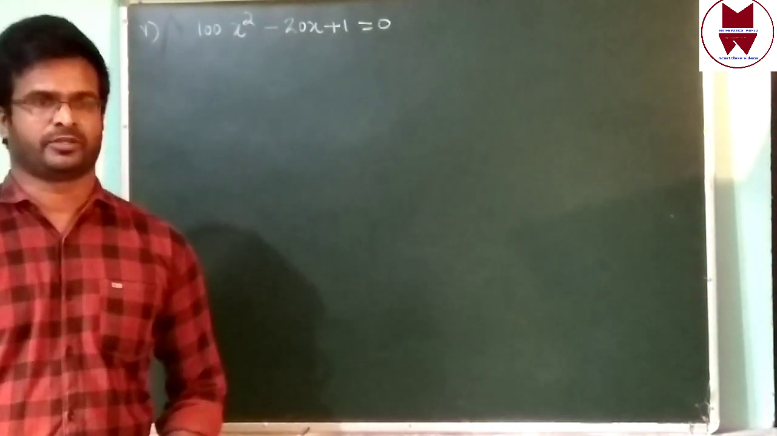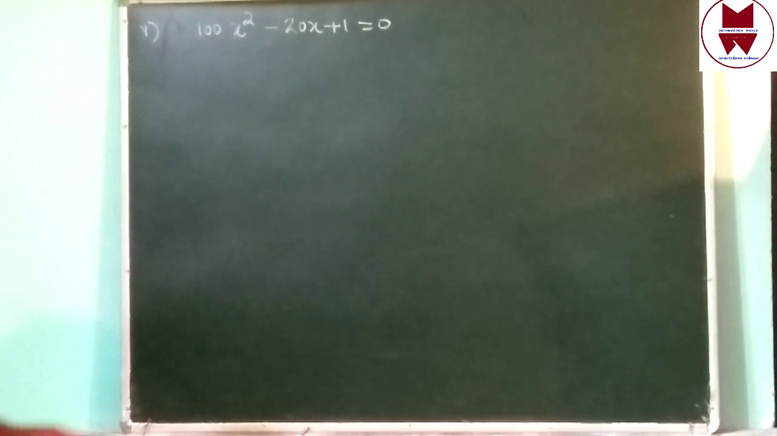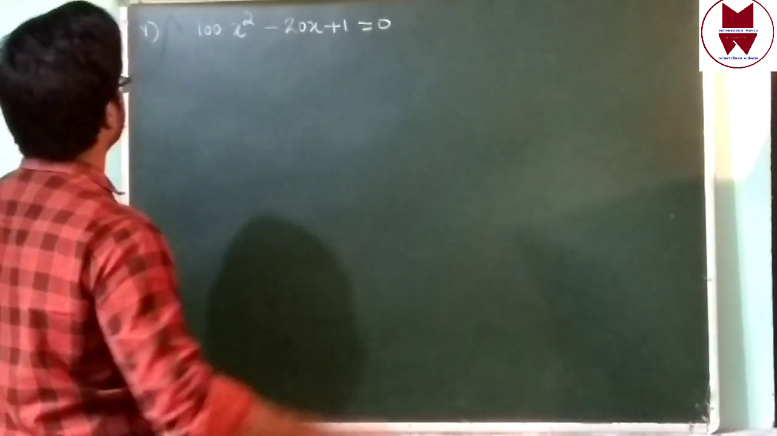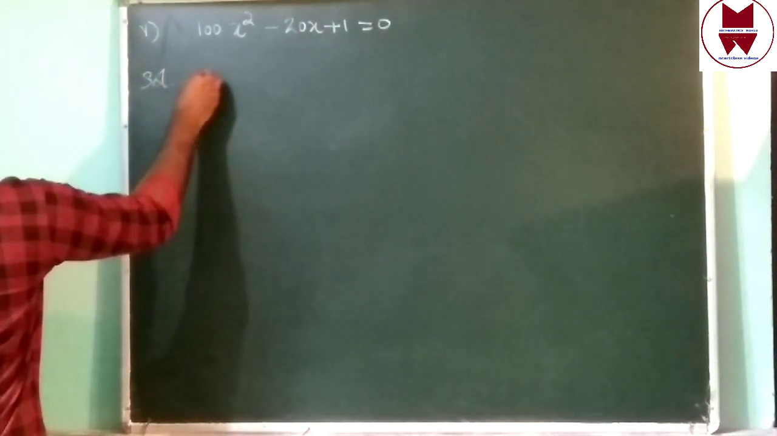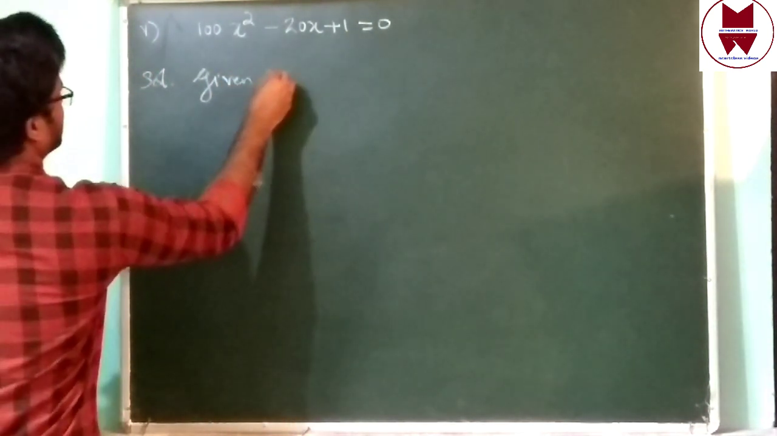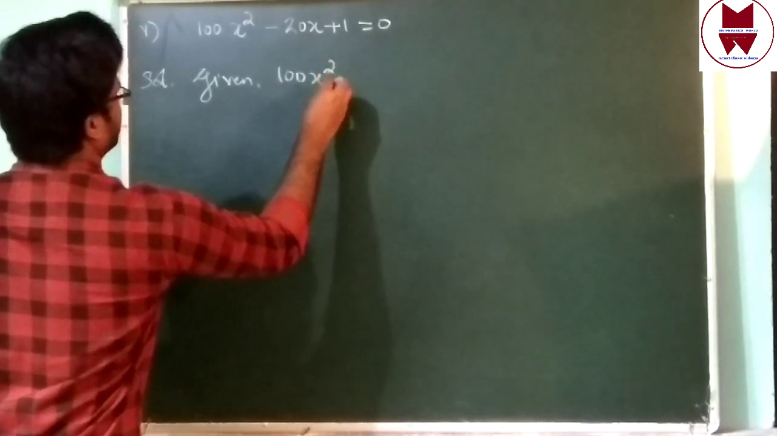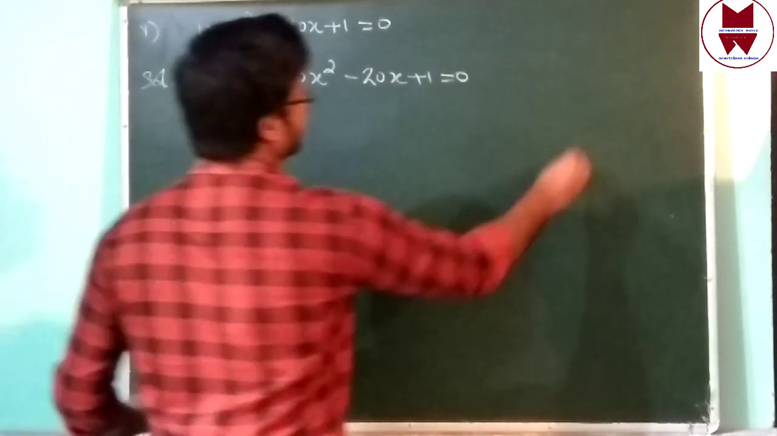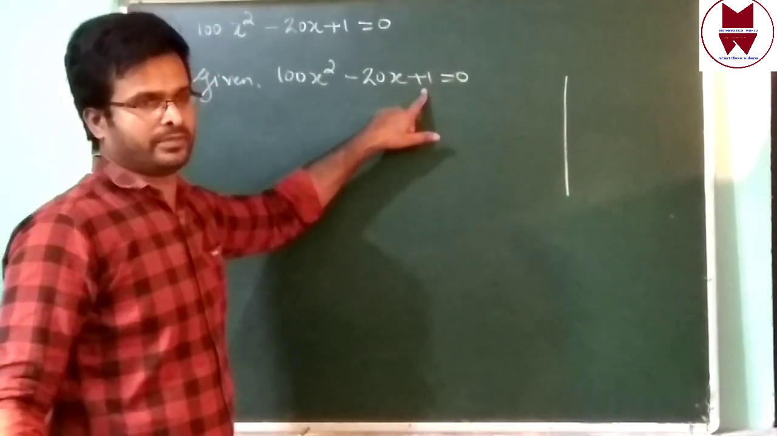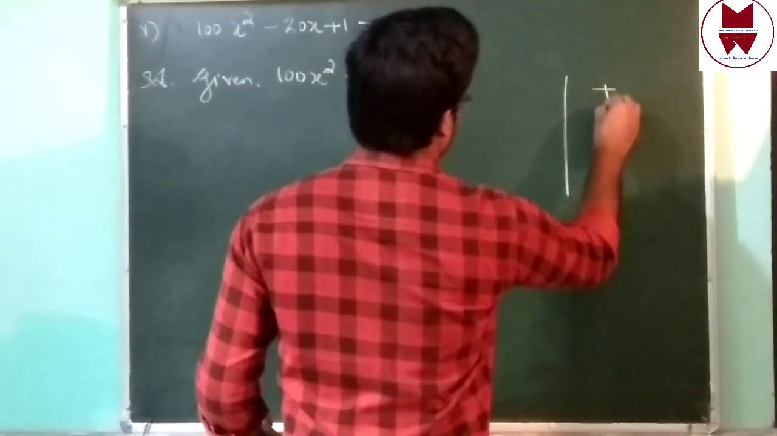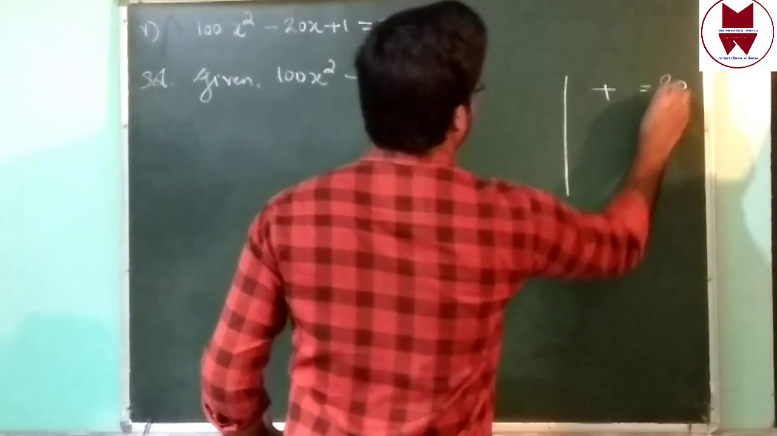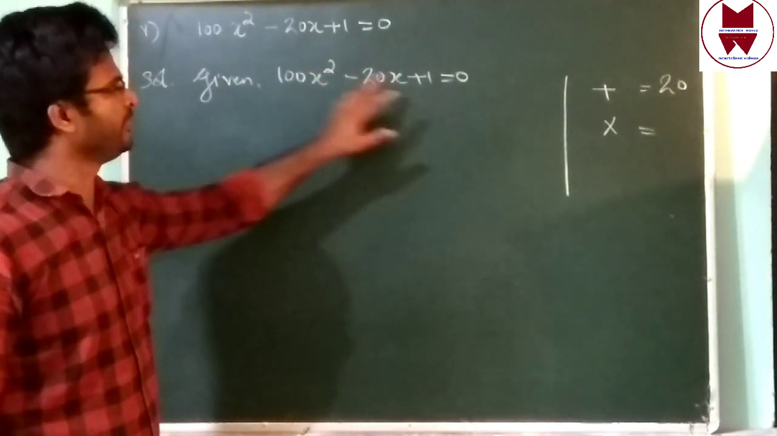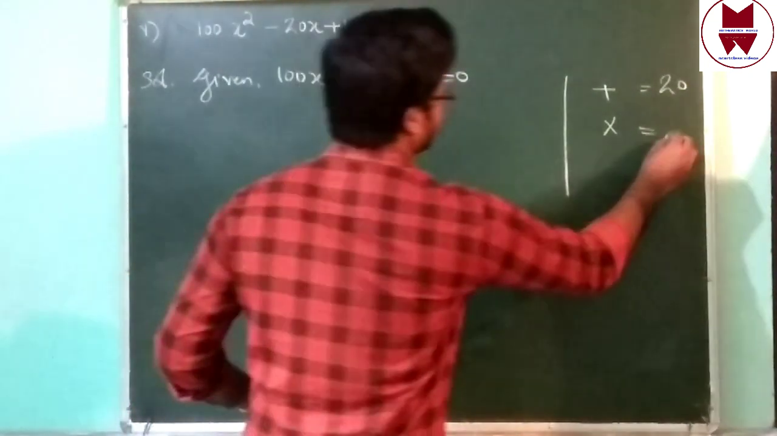Now we can see Roman number 5. 100x square minus 20x plus 1 equal to 0. Given 100x square minus 20x plus 1 equal to 0. In here plus means addition. When you add any two numbers, we need answer 20. When you multiply, you need answer 100 into 1, that is 100.